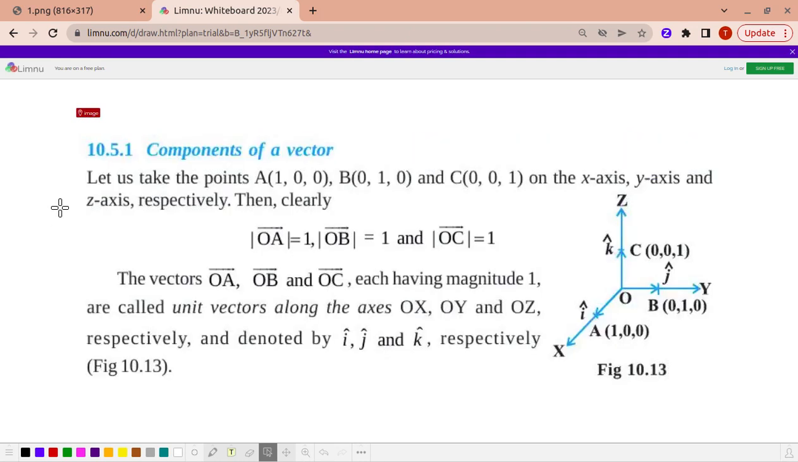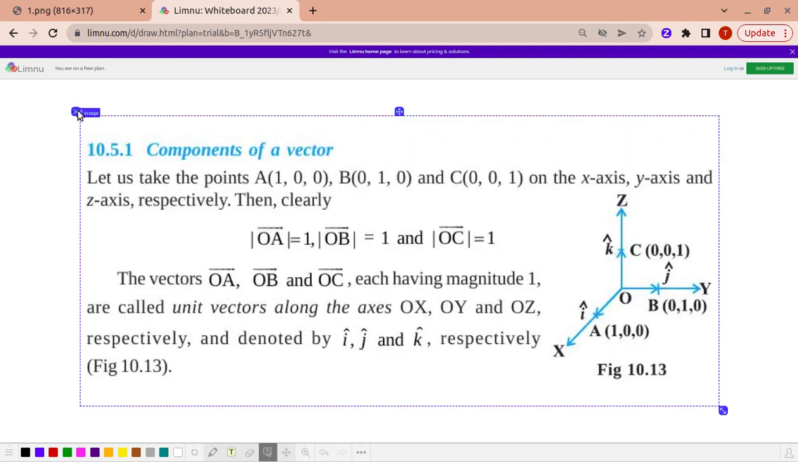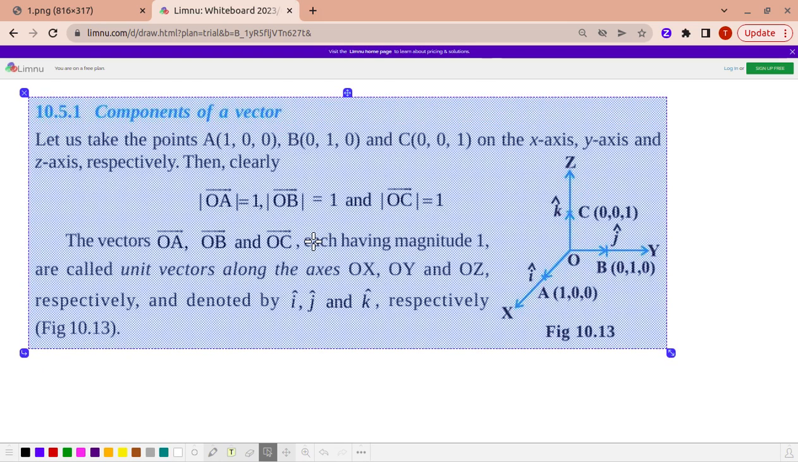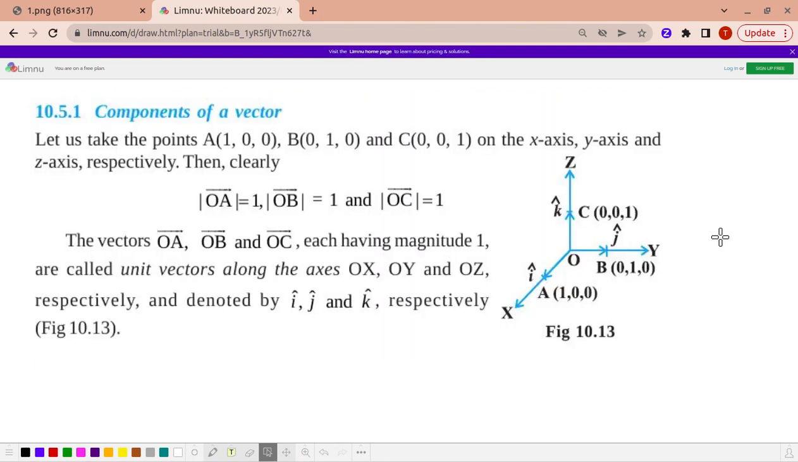Okay, great. So in the components of a vector, if you recall, in the previous class we discussed position vector, and also we discussed the unit vector. Now let us take 3 points in the three-dimensional coordinate system. You see, this is the x-axis. Okay, as you see here, this is OX x-axis, OY y-axis, and OZ z-axis.